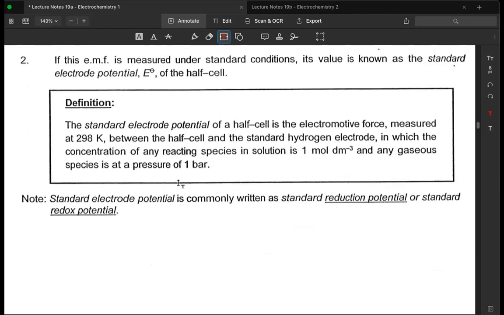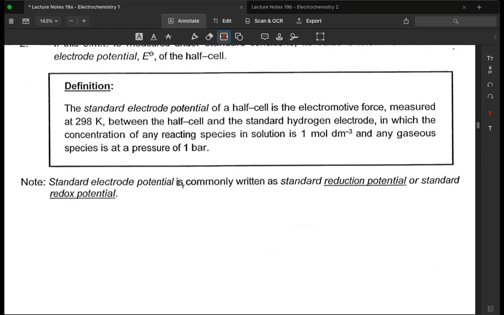Instead of just electrode potential, in your data booklet they will refer to it as reduction potential or redox potential. It means the same thing.